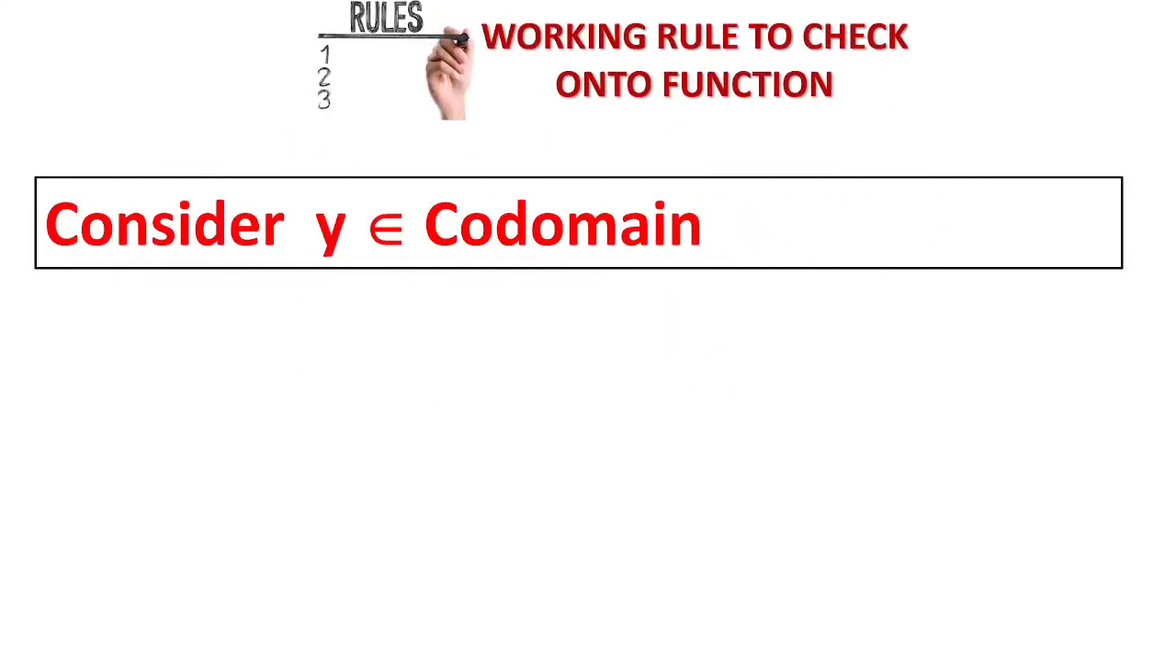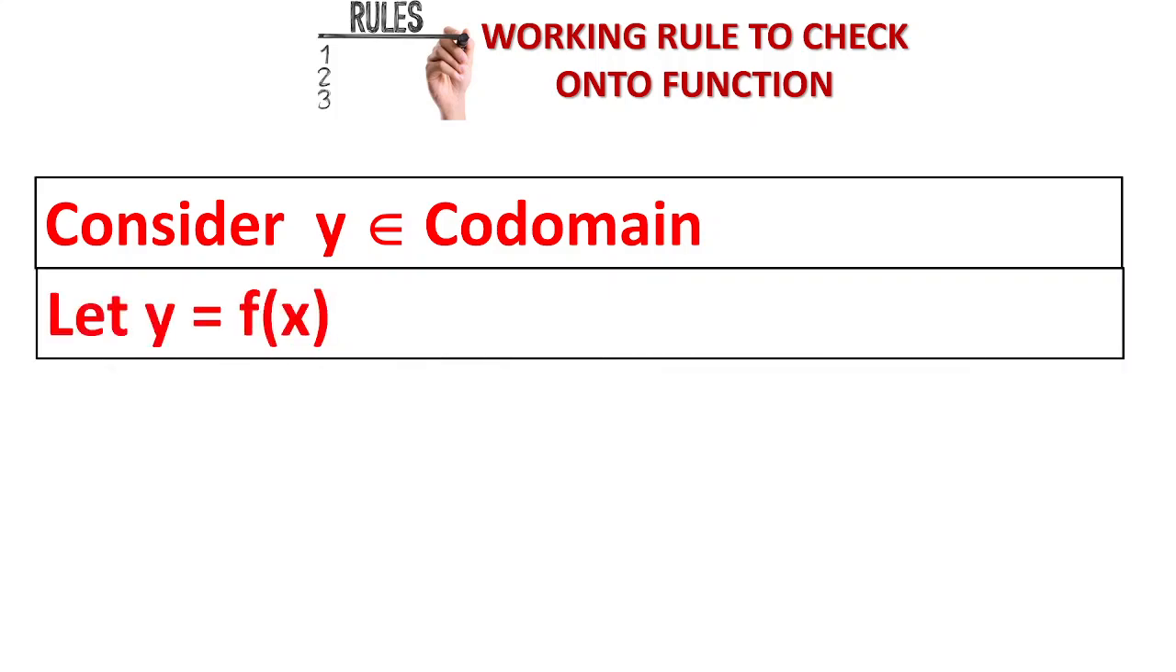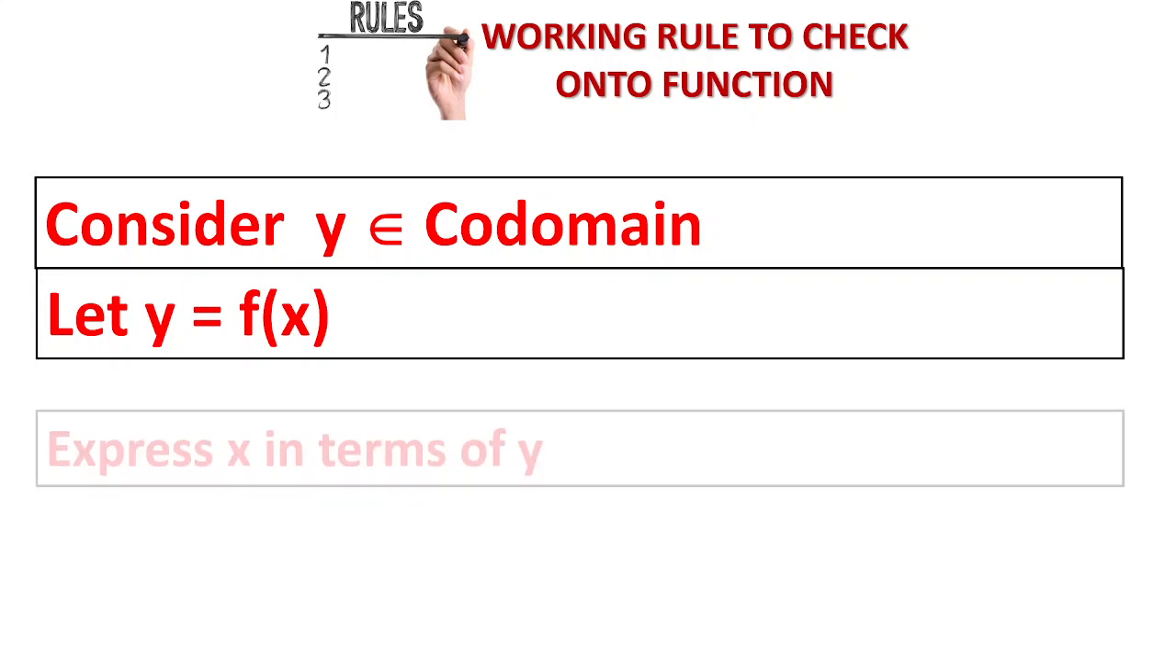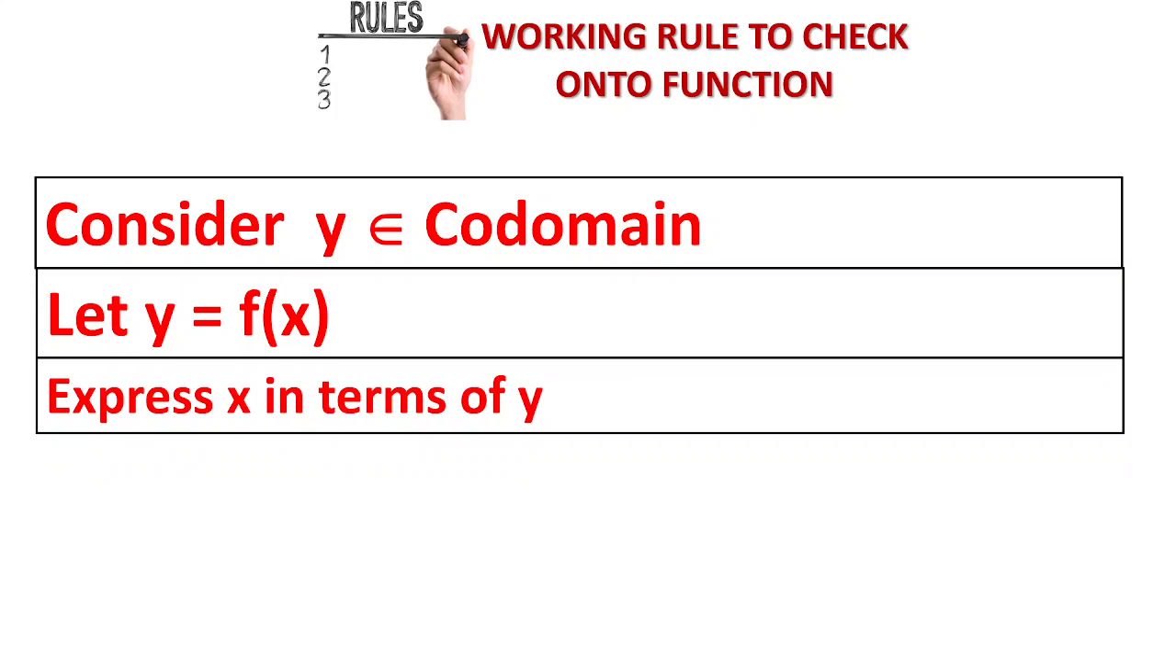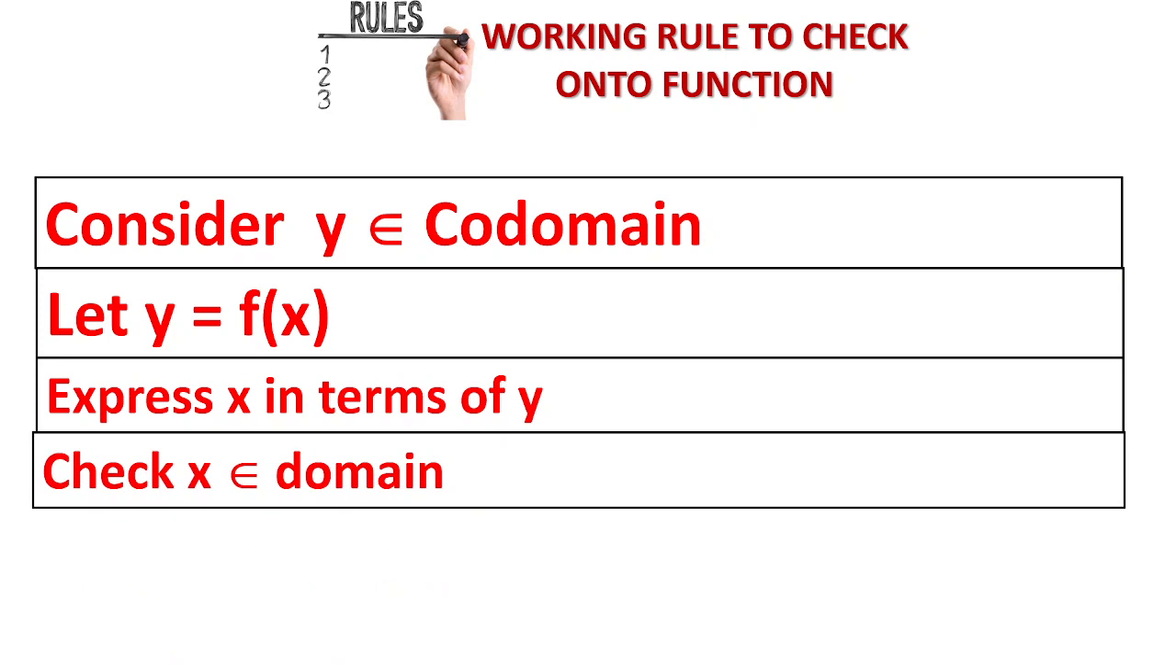What is the working rule? You consider y from the codomain as per the given condition. You assume that y is equal to f of x, as per the f of x defined in the given question, and try to get x in terms of y. You try to get x is equal to something in terms of y, and check whether this is allowed in the domain.